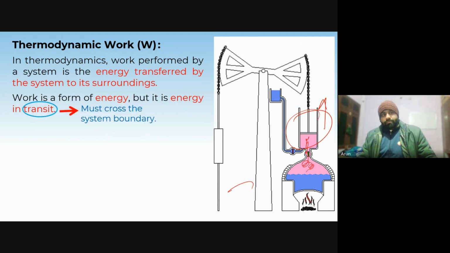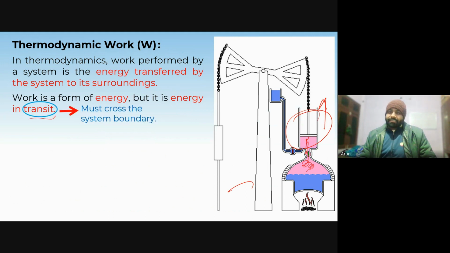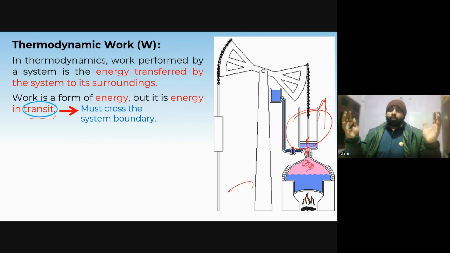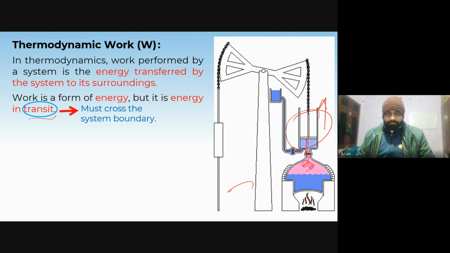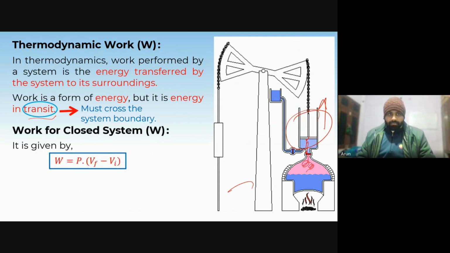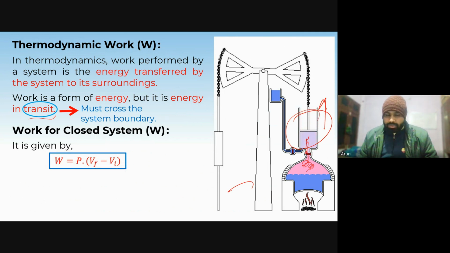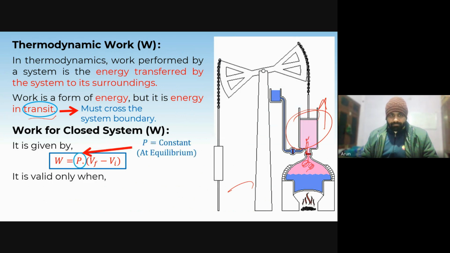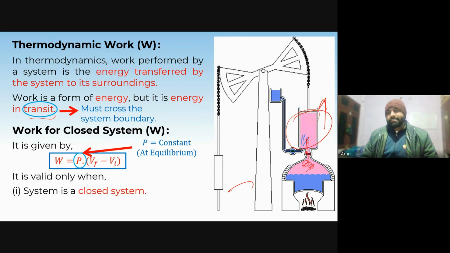So this work is also in transit. You have never heard that we have stored that much amount of work. Work done for a closed system is given by W equals pressure into change in volume. So it is valid when the system is a closed system. Got it?